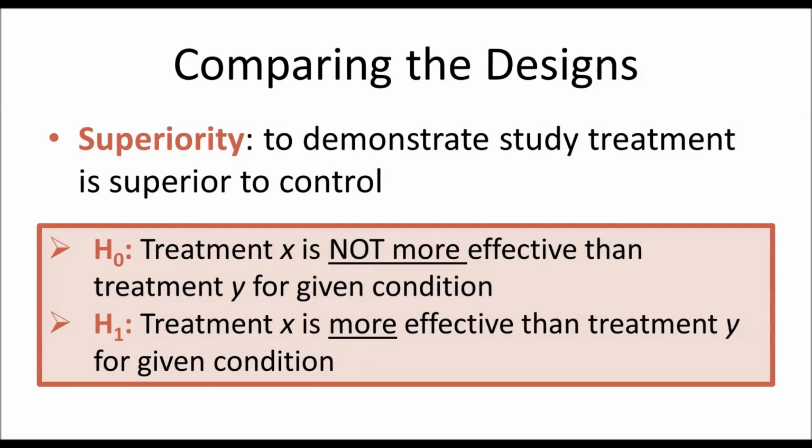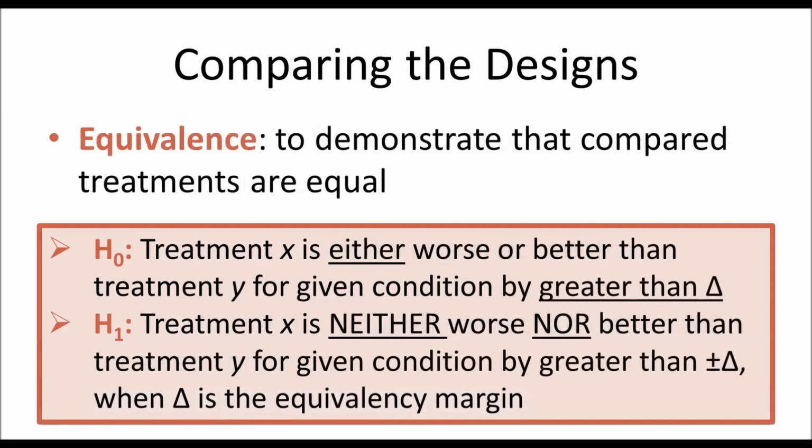Two things to consider when reviewing the various designs are the null and alternate hypotheses. In a superiority design, the null hypothesis is that treatment X is no more effective than treatment Y for a given condition. By disproving the null hypothesis in this trial, one can state that the new treatment is better than the control. In an equivalence study where the goal is to demonstrate equal treatments, the null hypothesis is that treatment X is either worse or better than treatment Y for a given condition by greater than delta. Delta represents the equivalence margin, or the amount of difference that is acceptable by the investigators to state that the two treatments are the same.